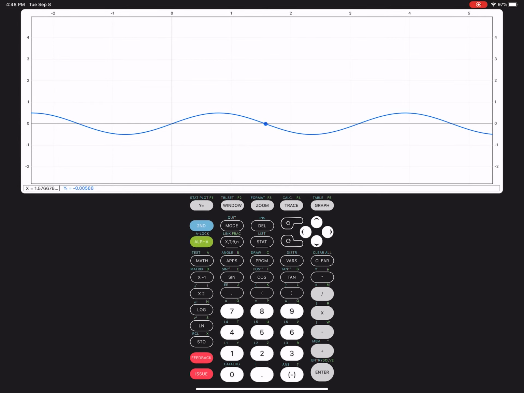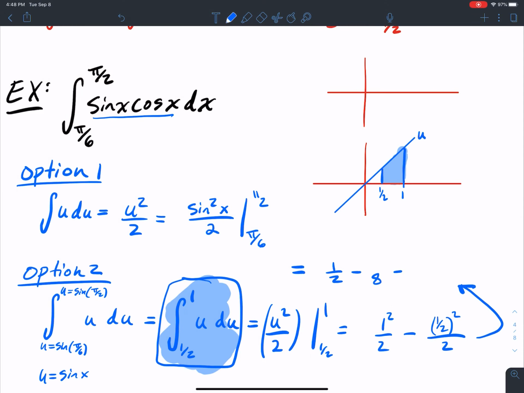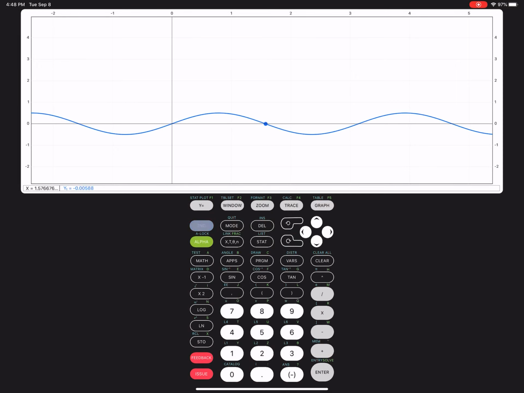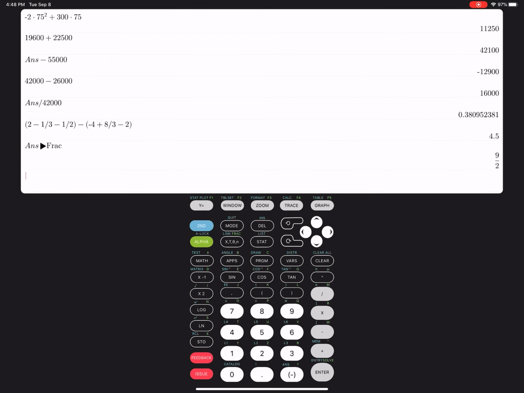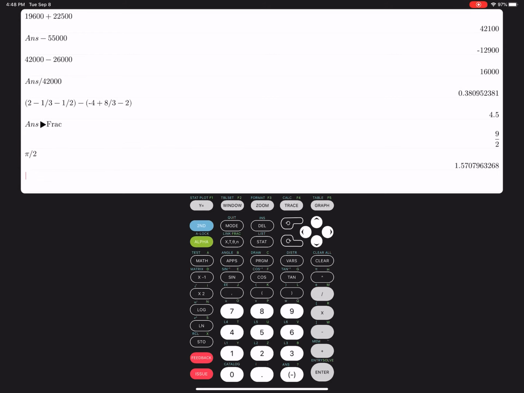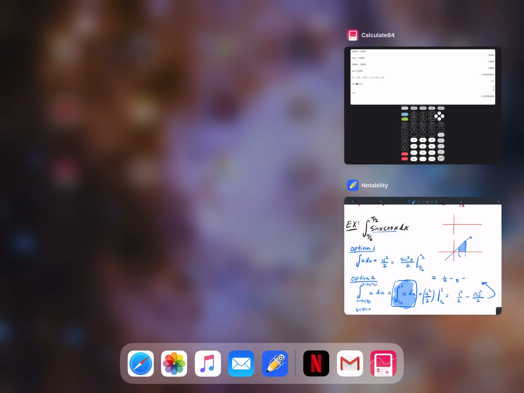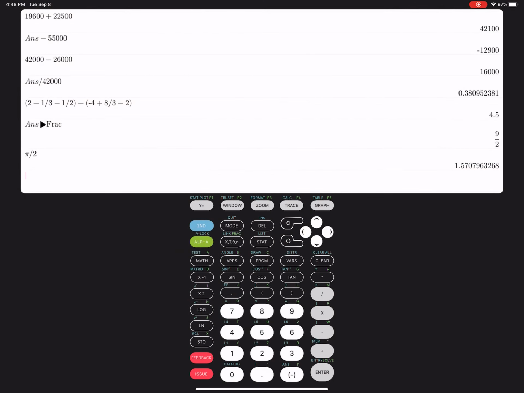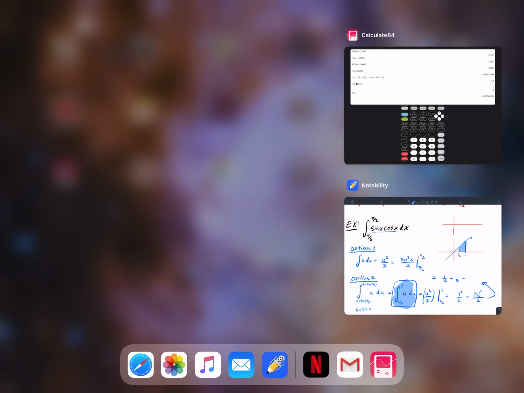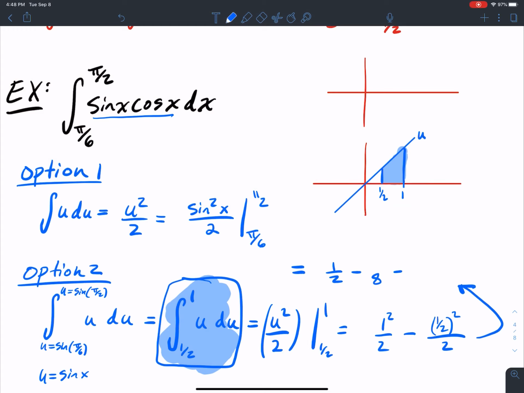So what is that? 1.57. That seems like pi over 2. Is that right? Let me see. Let's do pi divided by 2. Okay, yeah. So pi over 2. Okay. So if pi over 2 is there, then the pi over 4 is going to be that top part. Okay. So pi over 4, pi over 2, pi over 6.